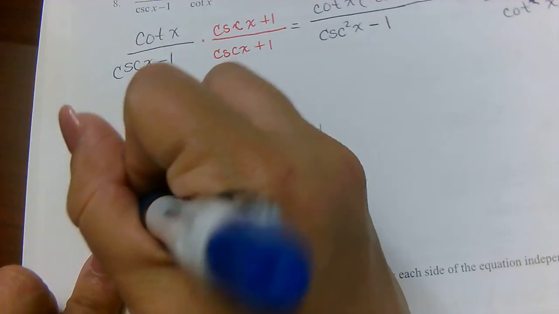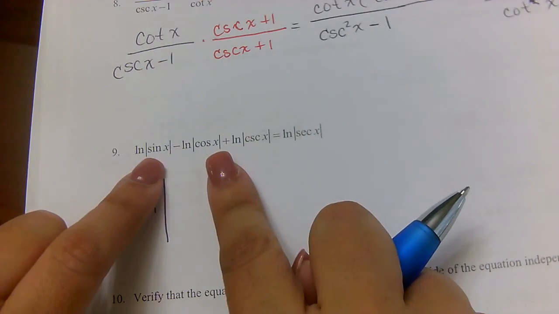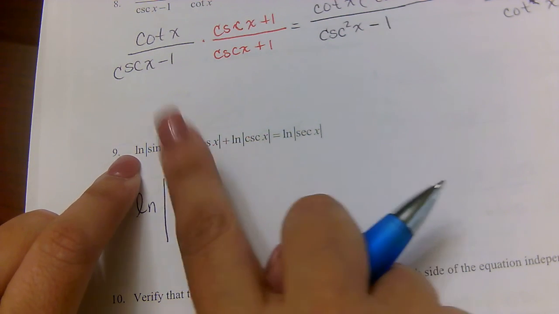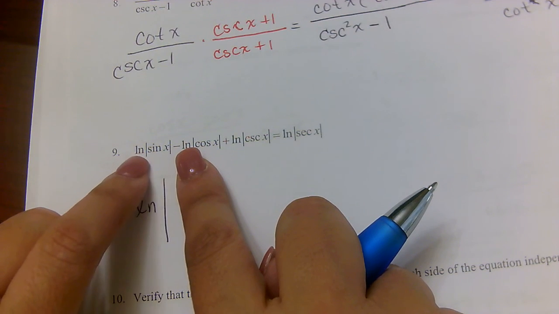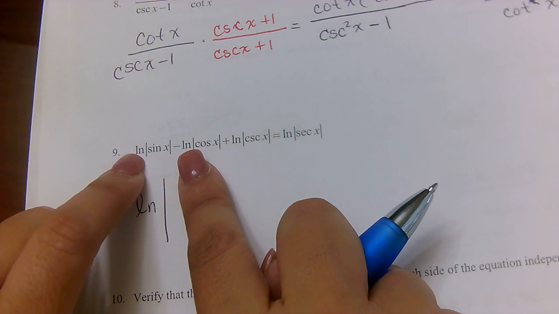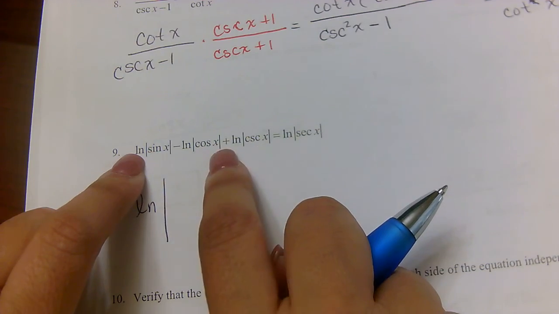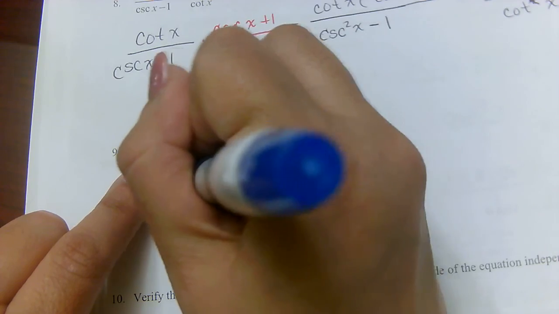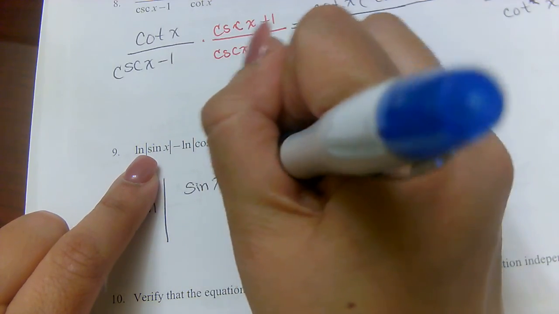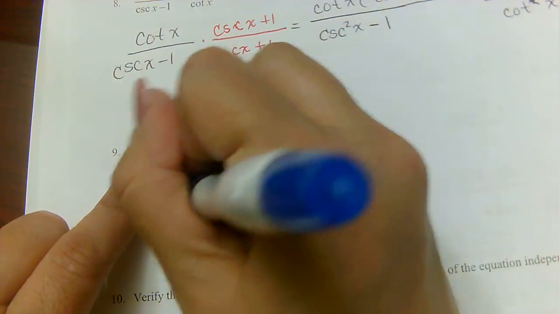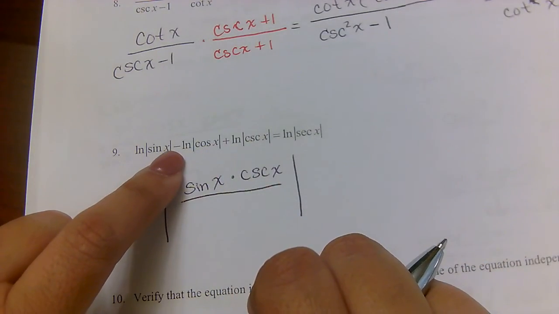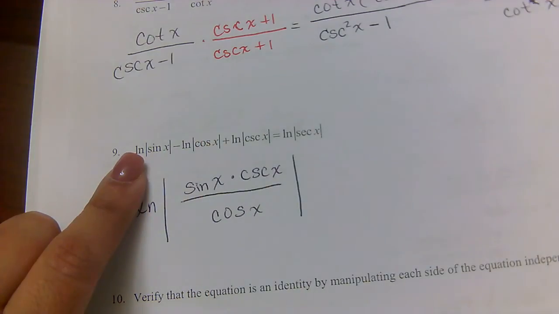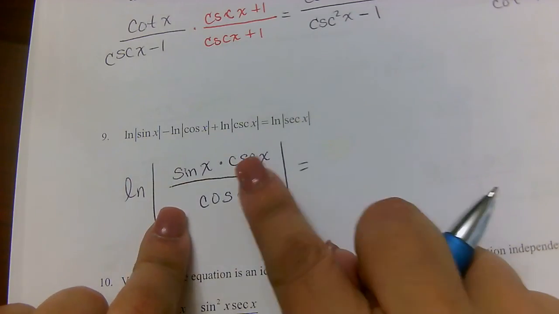I'm going to write it as 1 log, and then if you remember, if it's a positive, it's the product. If it's a negative, it's the quotient. So here you can see sine is positive and cosecant is positive, so these two will go in the numerator. So I'm going to have sine x times cosecant x. Because this is a negative log, the cosine goes in the denominator. So cosine x. Okay. All I have to do now is simplify.